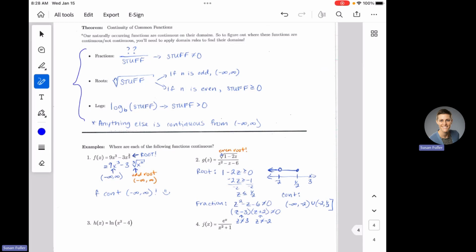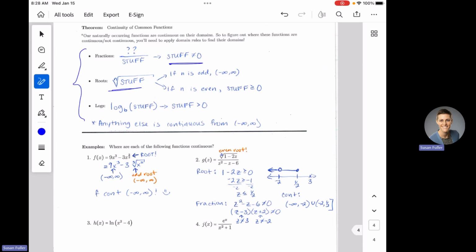So our naturally occurring functions are continuous on their domains. So really, to figure out where a function is continuous, you just have to find its domain. That's something that you've done before. These are our domain rules. If you have a fraction, you got to make sure that the stuff on the bottom does not equal 0.